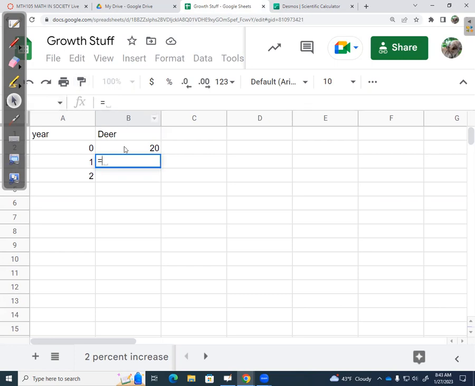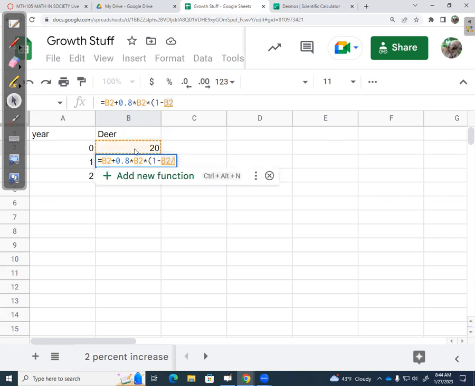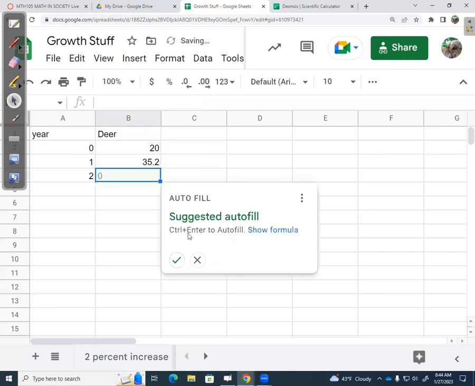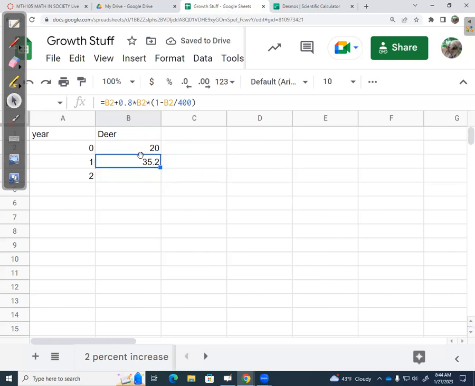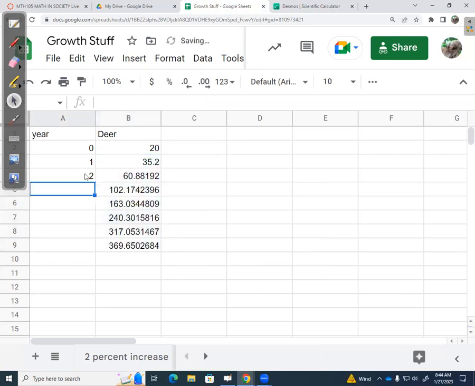And then I just click on the previous answer plus 0.8 times the previous answer times parentheses. Special note here, on some calculators, you don't have to have times next to a parentheses. On a spreadsheet, you must have that times there, otherwise it will not compute. 1 minus the previous answer over 400, close parentheses. I hit enter, it calculates the 35.2. I don't want to fill down yet. If I did that right, again, it's just looking above for the previous answer. It should calculate the next several answers that I want.